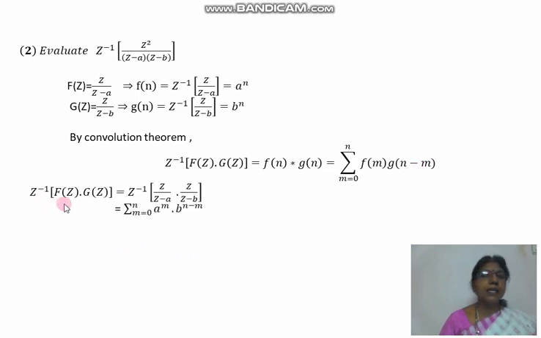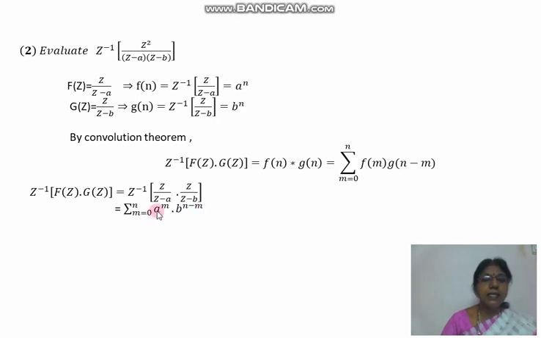Now z inverse of f of z g of z means z by z minus a, and the second one is z by z minus b, totally it is z square by z minus a into z minus b. It can be written as a power first, what is the first function? Sigma f of m. f of n is a power n, so f of m becomes a power m, into g of n minus m. g of n is b power n, so g of n minus m is b power n minus m.